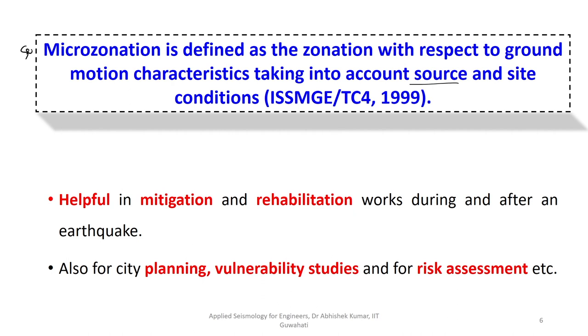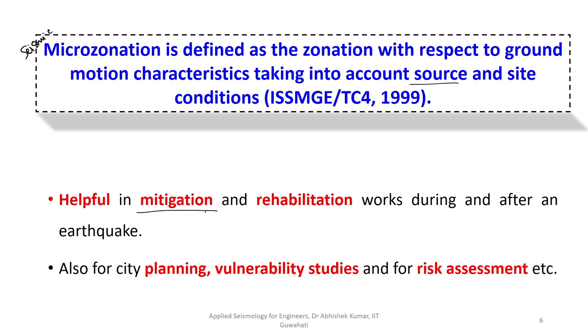If you are talking about seismic microzonation, we can say zonation with respect to ground motion characteristics. It has been defined by the International Society for Soil Mechanics and Geotechnical Engineering Technical Committee 4 in the year 1999. The purpose why one should go for microzonation is that it is going to give you an overall understanding of a particular site in order to go for mitigation.